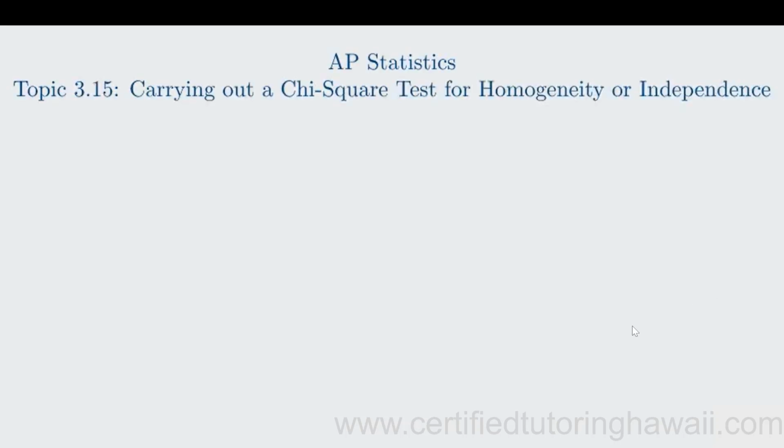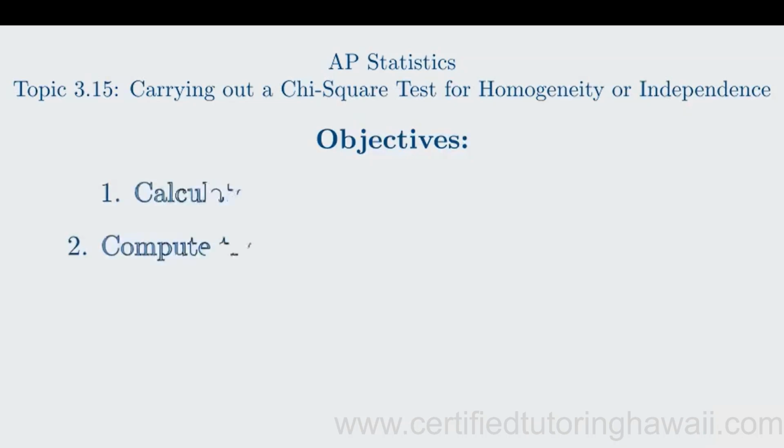Welcome to this lesson on AP Statistics. Today we are focusing on topic 3.15, carrying out a chi-square test for homogeneity or independence. By the end of this video, you will be able to perform a complete chi-square test from start to finish.